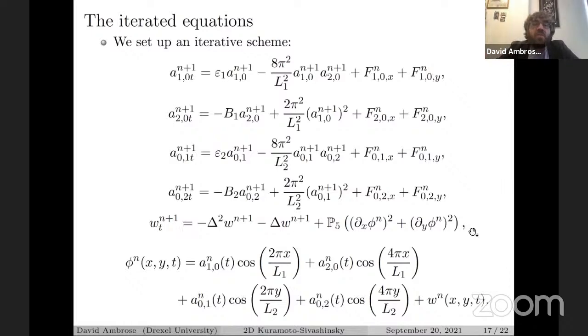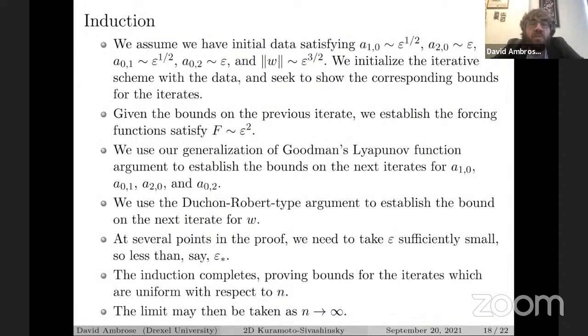Okay. So we set up that iterative scheme, and then we try to prove global bounds for the iterates. So we assume we have initial data following the right scaling, that A10 and A01 are both like epsilon to the 1/2. Here, epsilon is the max of epsilon 1 and epsilon 2. And epsilon 1 and epsilon 2 are the linear growth rates for the A10 and A01 modes, which can be stated explicitly in terms of L1 and L2. Then the next modes, A20 and A02, are taken to be of size epsilon, and the remainder W is taken to be of size epsilon to the 3/2. So if we have initial data satisfying that, we initialize the iterative scheme with the data, and then we want to show that these scalings hold up for the iterates.